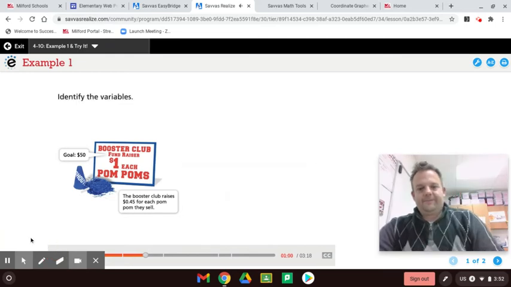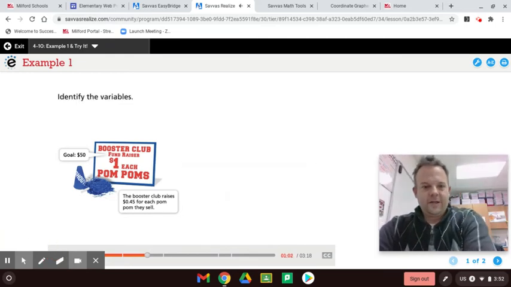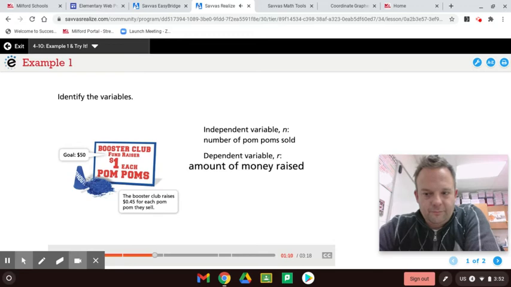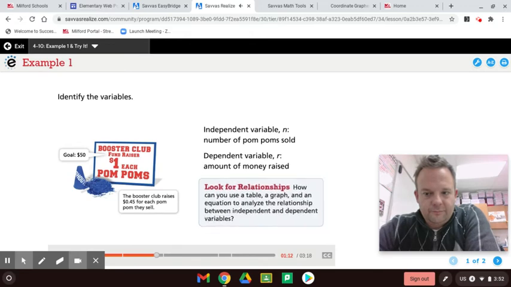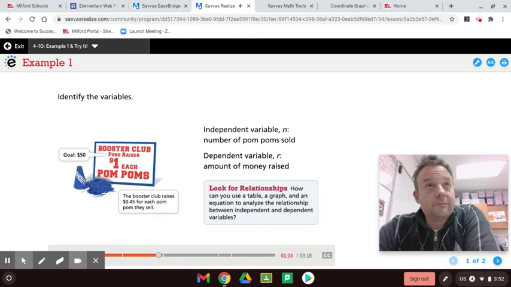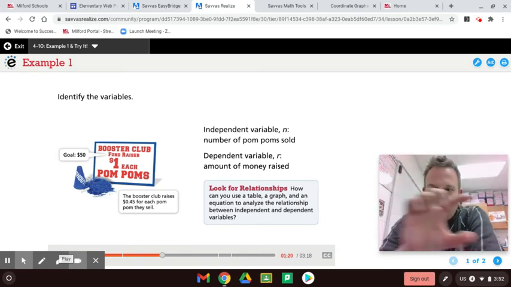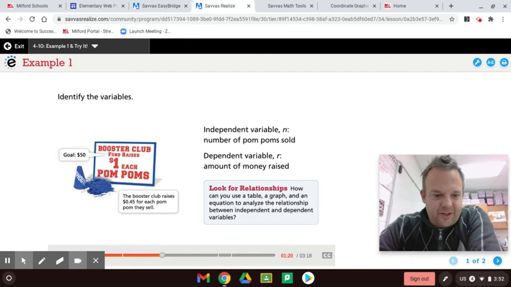Now, let's identify the variables. Let n represent the independent variable, which is the number of pom-poms sold. Let r represent the dependent variable, which is the amount of money raised. How can you use a table, a graph, and an equation to analyze the relationship between independent and dependent variables? All right, so we're going to set up a t-chart, going vertically or horizontally. They're both the same thing.